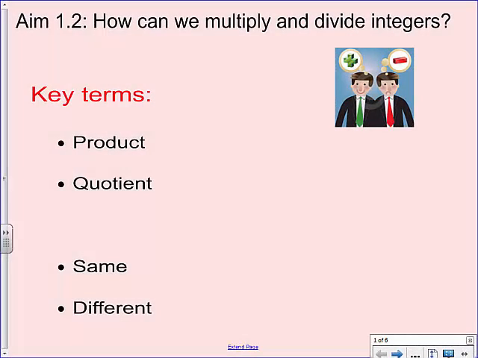Today we're going to learn how we can multiply and divide integers. Our key terms are product, quotient, same, and different.